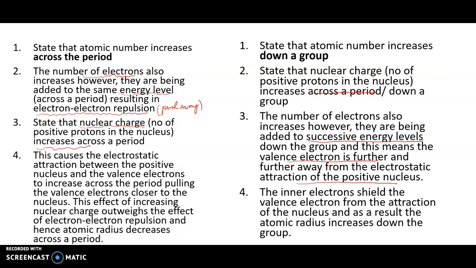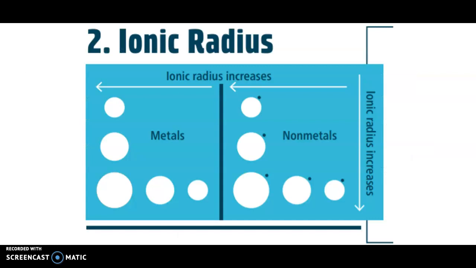Why? Because the nucleus would have been able to attract its valence electron, but you have a problem. One is that the valence electron is now further and further away as more and more electrons are added in. And the second feature is that the inner electrons, the ones in the completely filled inner energy levels, shield the valence electron from the attraction of the nucleus, and so that attractive force of the nucleus over that valence electron is not as pronounced, and as a result atomic radius increases down the group. If you haven't got this answer, pause the video and copy this down.